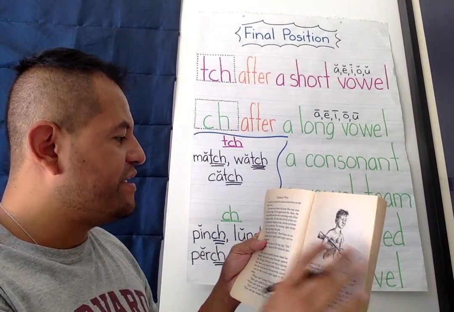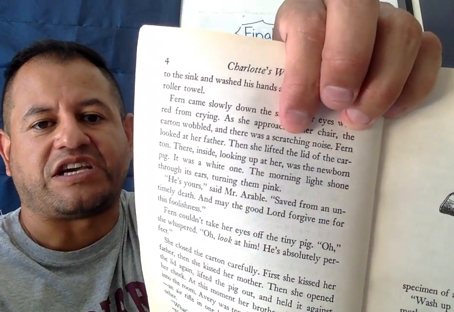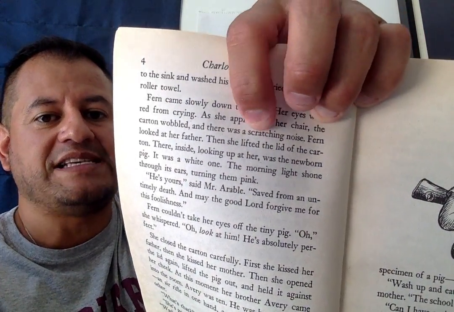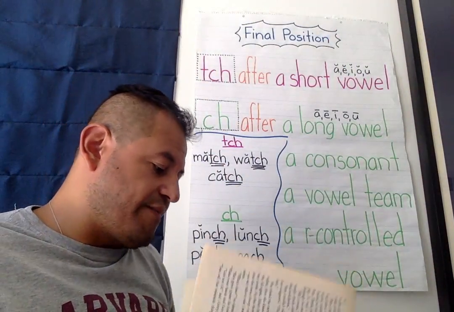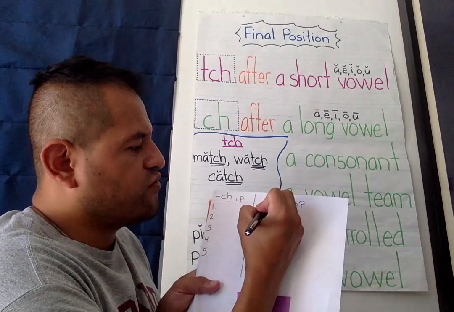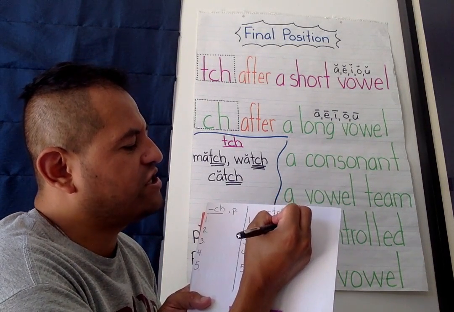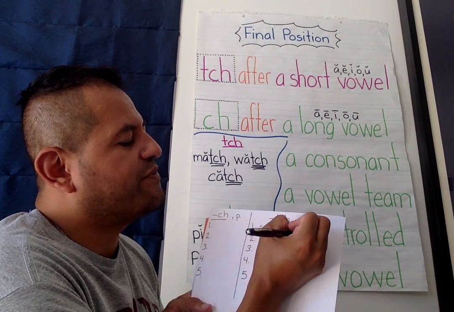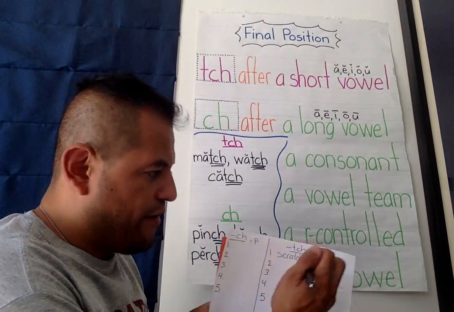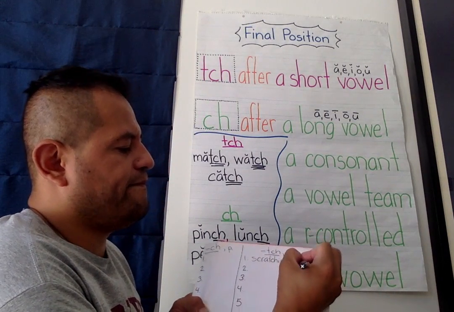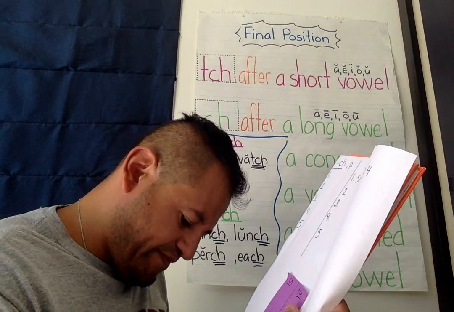Ah, here's one. It's actually in the middle of a word. It's scratch. Scratching. Scratch. But I see it's a TCH. So what I'm going to do is I'm going to write it down on here. Scratch or scratching. And maybe if you want, you could put the page number. For me, this was on page 4. And then I'm going to go and find another one.